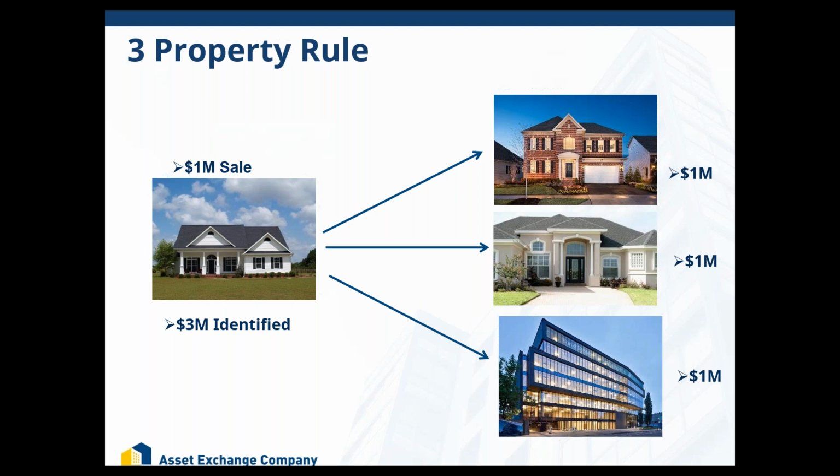Maybe they'll identify two other properties just as backup, because what could potentially happen is, after midnight of the 45th day, if the property that they have under contract, if that whole deal falls apart, at least they have the opportunity to purchase those two other properties that they identified. All right, so hopefully everybody gets it, the three property rule.